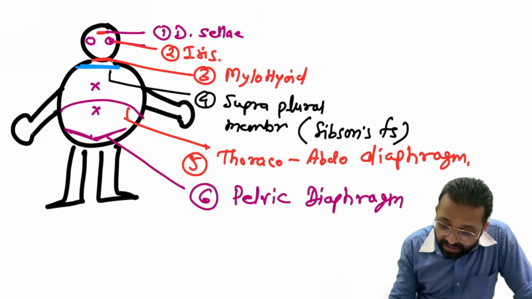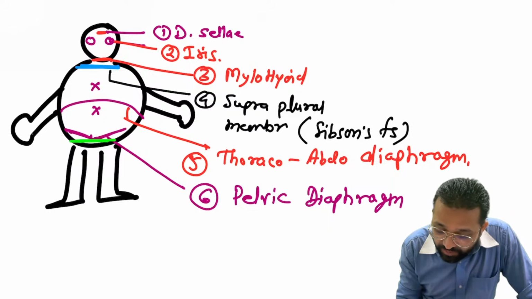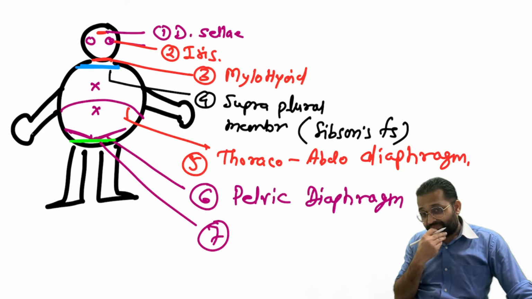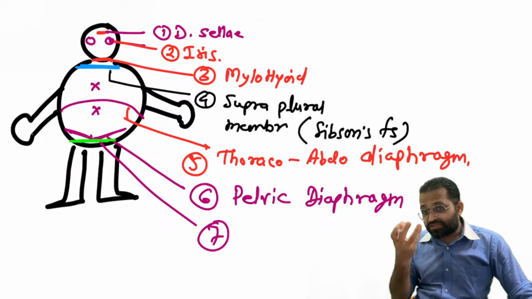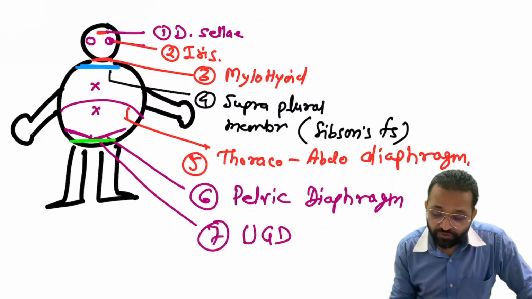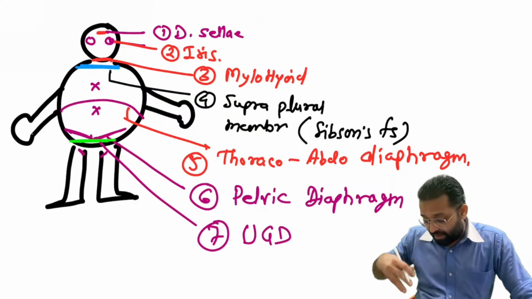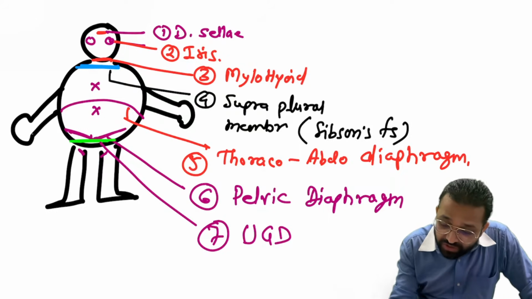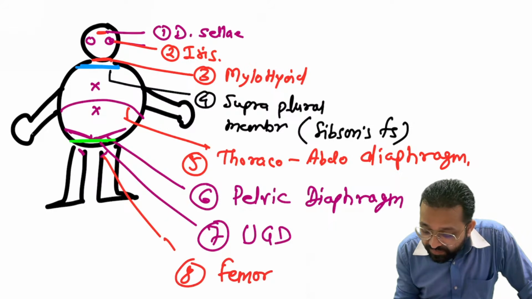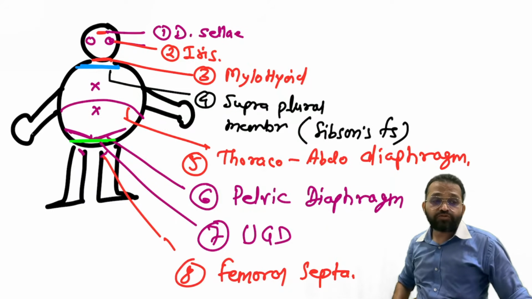And then there is our urogenital diaphragm, which is separating the perineum area, the superficial and deep perineal pouch. That is our urogenital diaphragm. And few authors also consider the femoral septum, which is separating the abdominal cavity from the femoral triangle. So this is also considered a diaphragm. So these are the 8 diaphragms of the body.